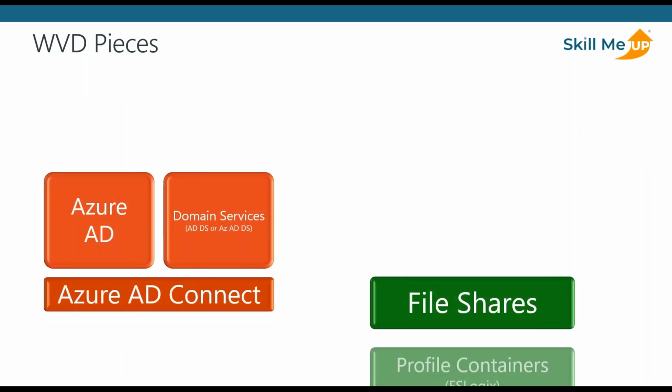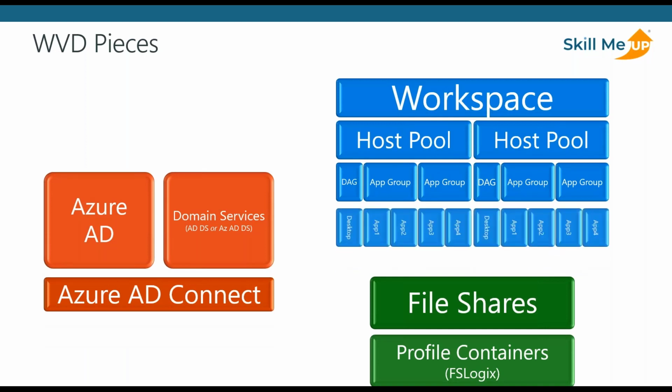All right. Now, these are the core pieces of WVD. We kind of talked about a little bit in the previous slide. But the main thing that you're going to be looking at whenever you're looking at any WVD is that you have your workspace, and within your workspace, you have host pools, and within those host pools, you have your app groups, and then within your app groups, you have your actual applications.